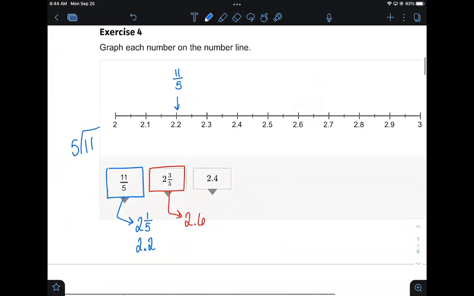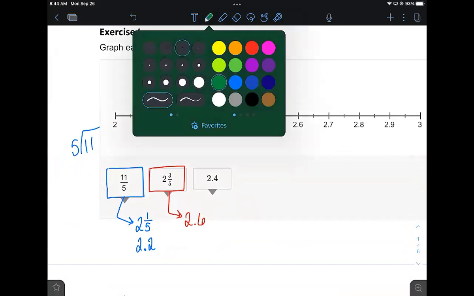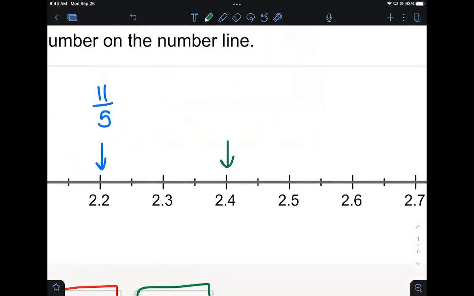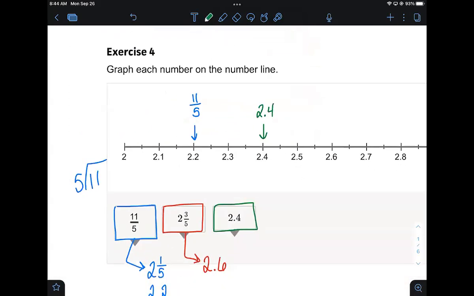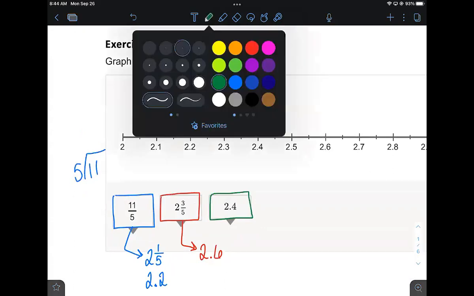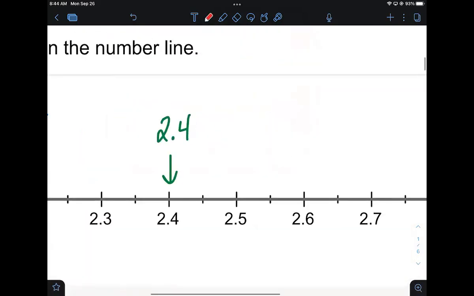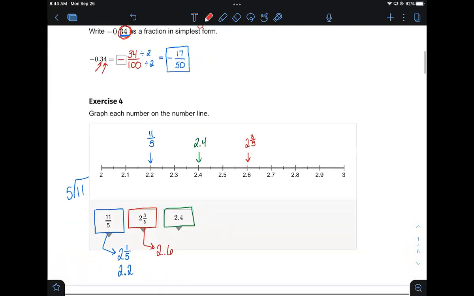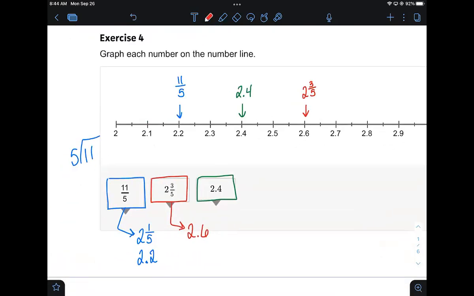And after 2.2 comes what? Hugo? 2.4, which was already in decimal form. So I didn't have to do any extra work for it. So 2.4 goes right there. And that leaves the last one, which is 2.6, or 2 3/5, to go right here. 2.2, 2.4, 2.6. Yes.